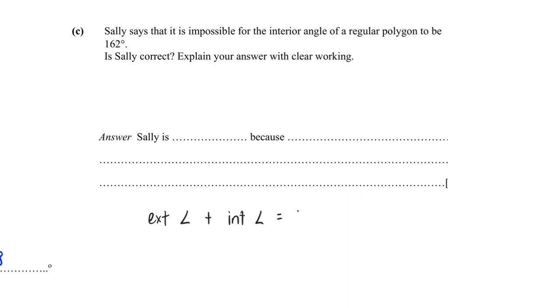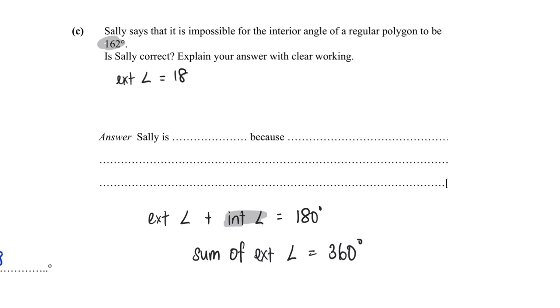and the sum of exterior angles is 360 degrees. If I have interior angle 162, then my exterior angle is 180 minus 162 to give me 18 degrees. And so from here I can find the number of sides.